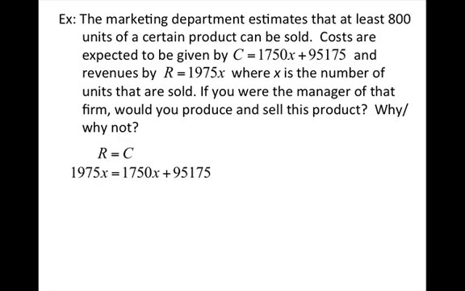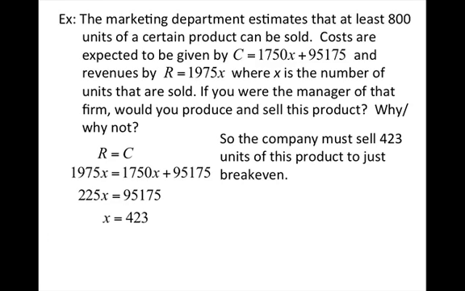So begin by subtracting the 1,750x from each side. This gives me 225x equals 95,175. Now divide each side by 225, and I get that x equals 423. So this means the company must sell 423 units of the product to just break even.